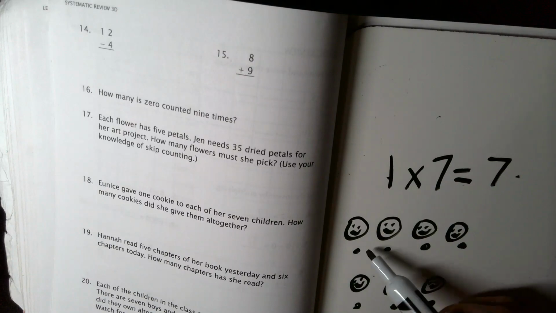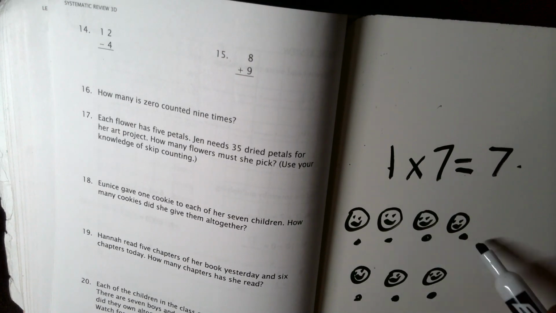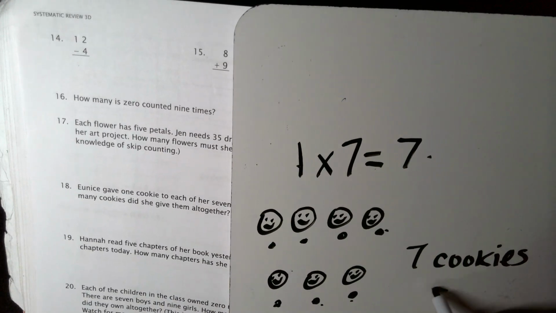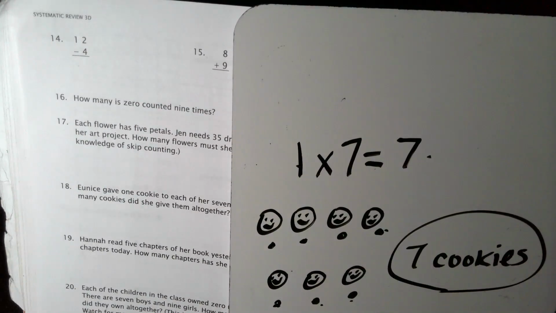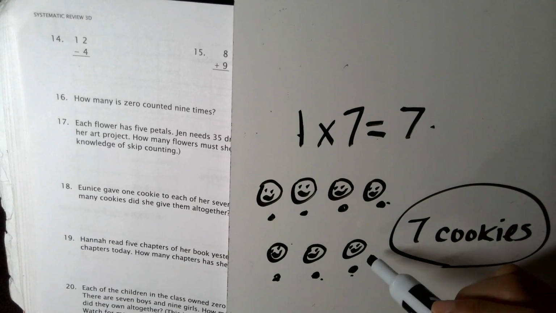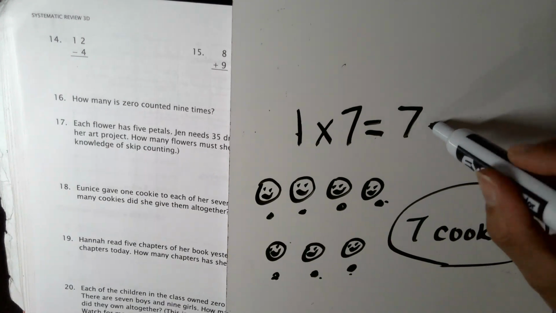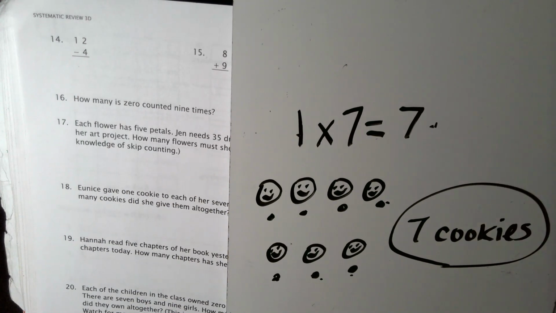Well, let's count the cookies. 1, 2, 3, 4, 5, 6, 7. So 7 cookies. 7 cookies would be the answer. So you can do the visual. If you're starting to understand and you can do the equations already, then you can do those as well. Whichever one works for you is fine.